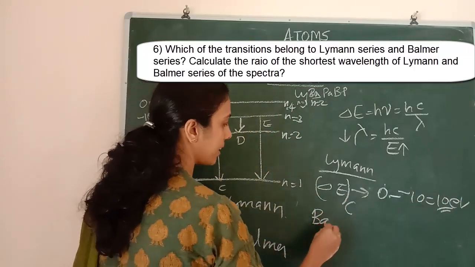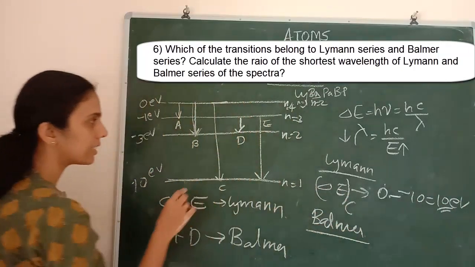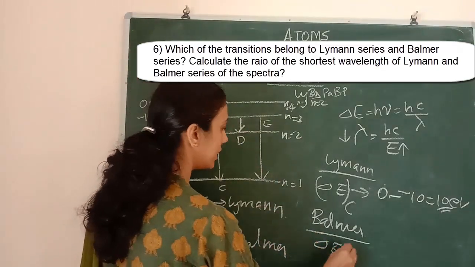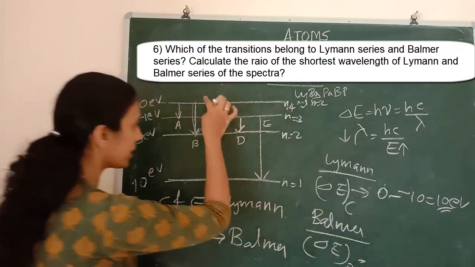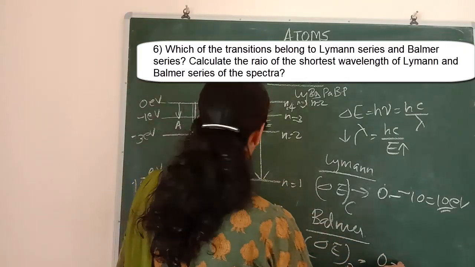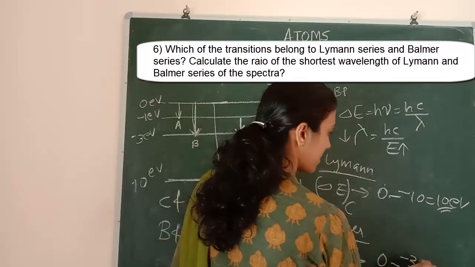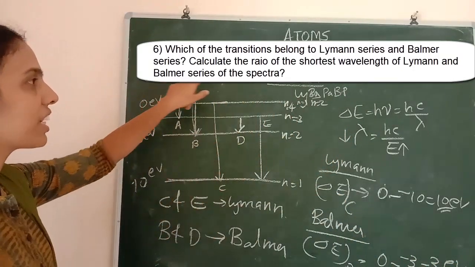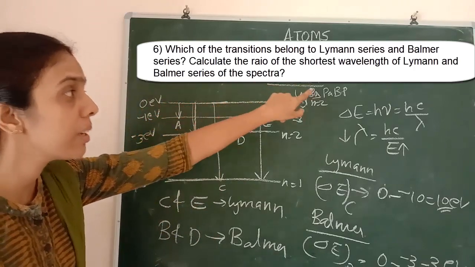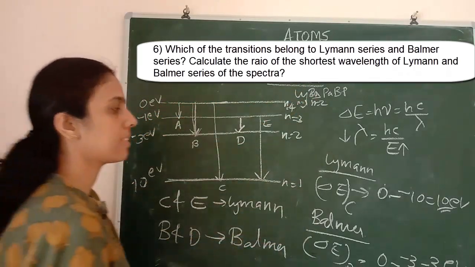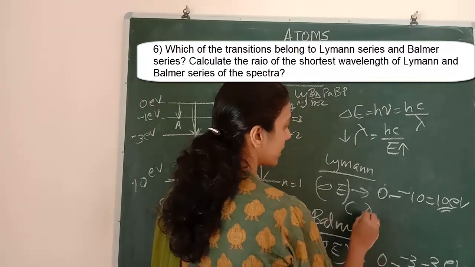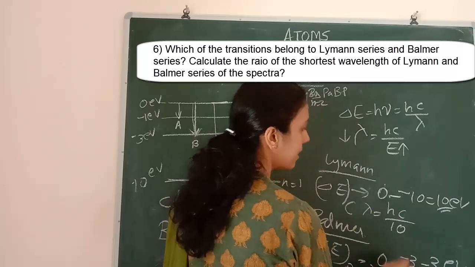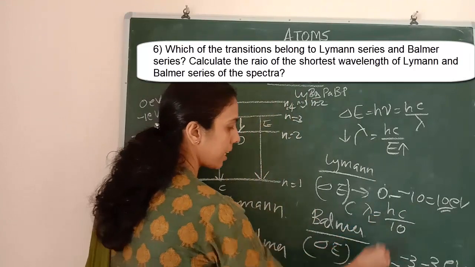And in the Balmer series, which is the greater transition? From infinity to n is equal to 2. So delta E of B is the bigger transition, isn't it? It is 0 minus (minus 3), so we are getting 3 electron volt. We should find the ratio of the shortest wavelength, not energy; wavelength is what is asked. So the wavelength is hc divided by 10 here, and hc divided by 3 there. Now we should take the ratio, so lambda L by lambda B.